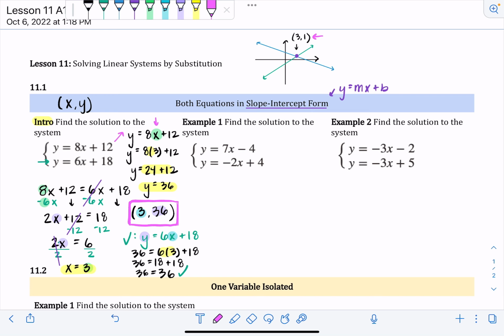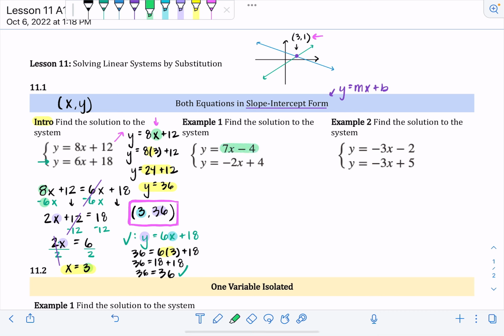Okay, so now on to example 1, and you'll see why once we get to example 1, I wanted to put this kind of intro problem here, because they give you a little bit of funky answers for example 1, so I did not want that to be the first problem that you saw. So same setup, y equals 7x minus 4 and y equals negative 2x plus 4 is our system. I'm going to treat it the same way.